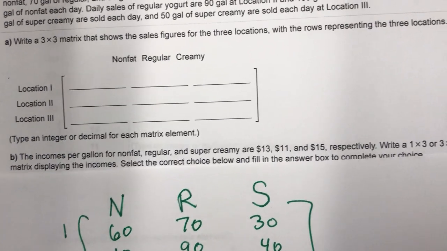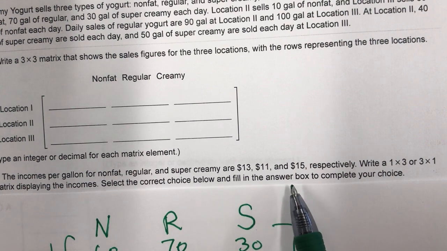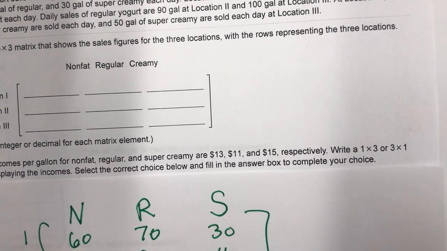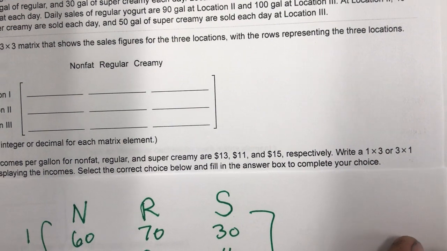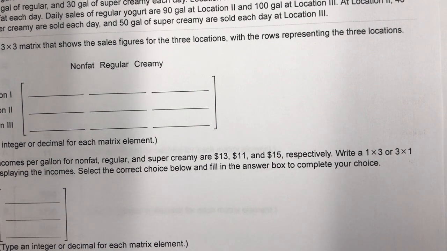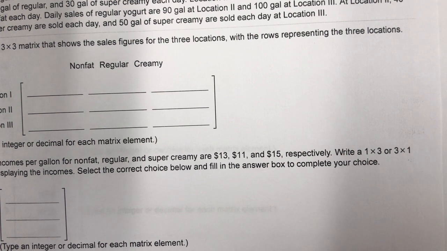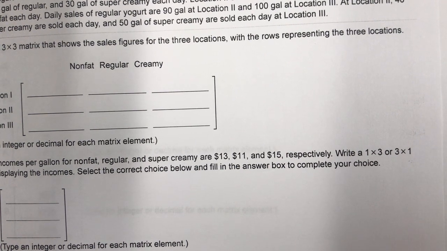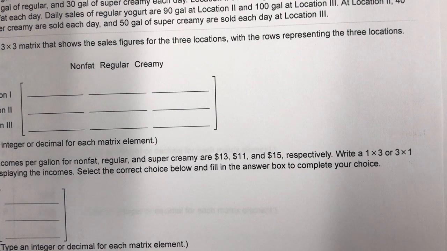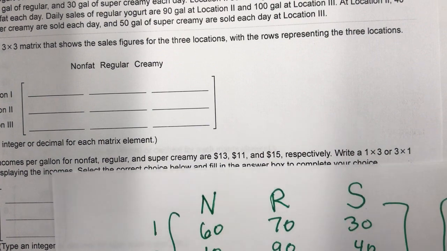All right, it says the incomes per gallon for non-fat, regular, and super creamy are 13, 11, and 15 respectively. So write a 1x3 or a 3x1 matrix displaying the incomes. I think we need a 1x3 because I can see us multiplying them. If I have a 1x3, I'll do this row times that column. When I do my multiplying, it's the 60 non-fat times the non-fat price, the 70 regular times the regular price, and the 30 super creamy times the super creamy price. So we need a column matrix like that.